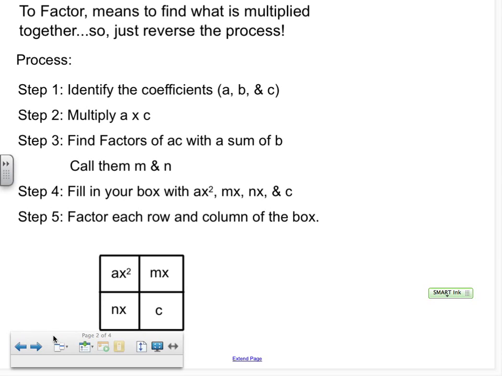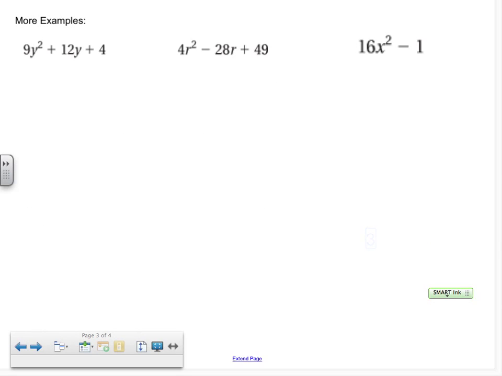So let's do some more problems. Okay, factor these, pause, and go as you need. For the first one, we got 9y squared plus 12y plus 4. We're going to look and we're going to see our a times c, 9 times 4 is 36. We want to multiply to get 36 and add to get 12. So start trying. Make a list of numbers until you find one that adds to 12.